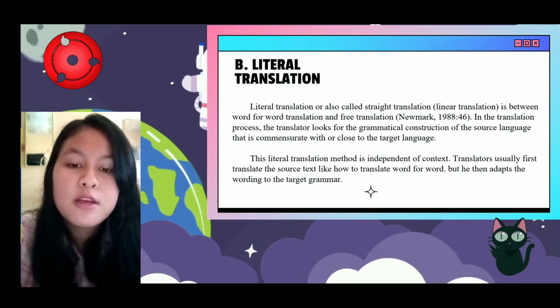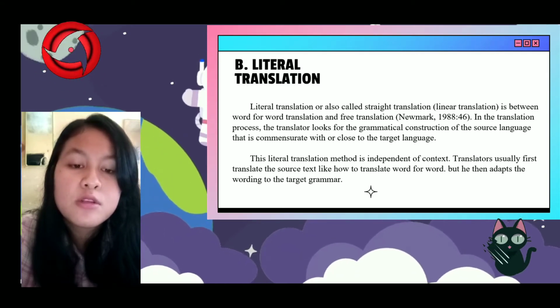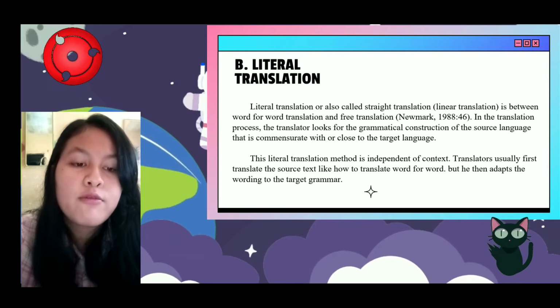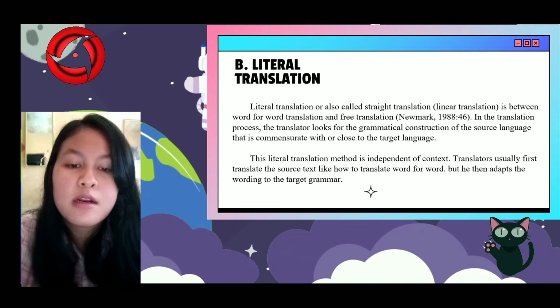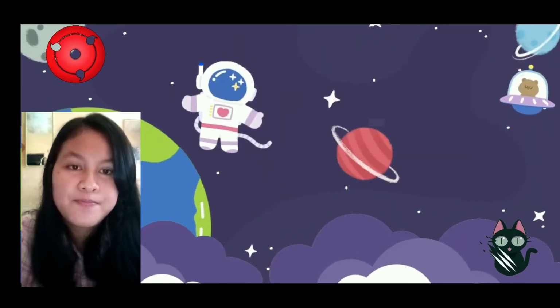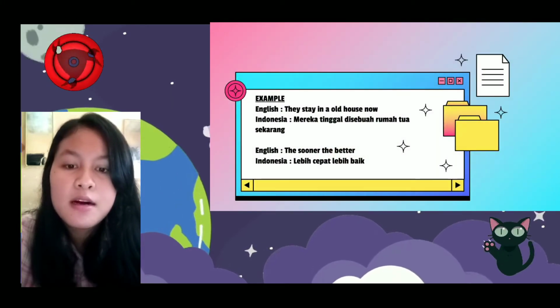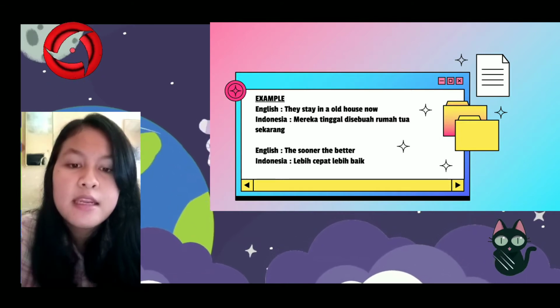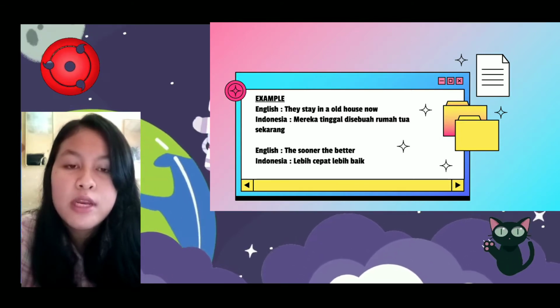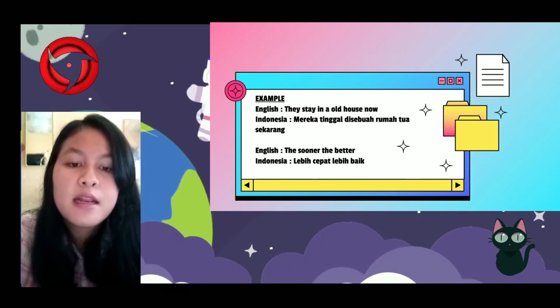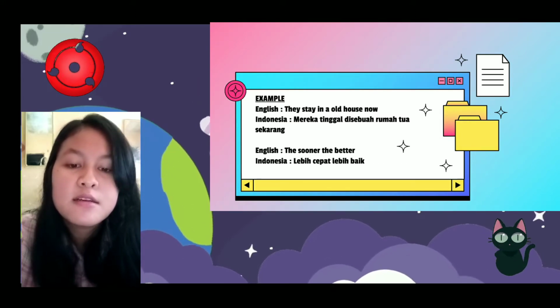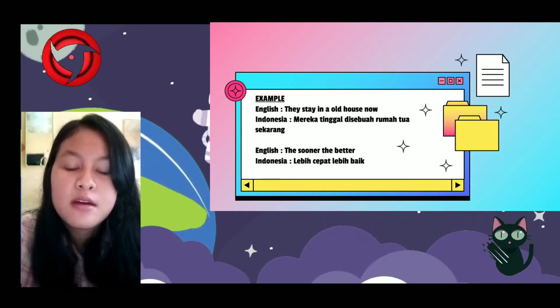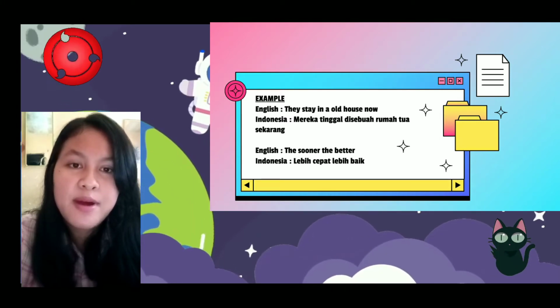The translator usually first translates the source text word for word, but then adapts the wording to the target grammar. For example, in English: they stay in a old house now. In Indonesian: mereka tinggal di sebuah rumah tua sekarang. The last, in English: the sooner the better. In Indonesian: lebih cepat lebih baik.